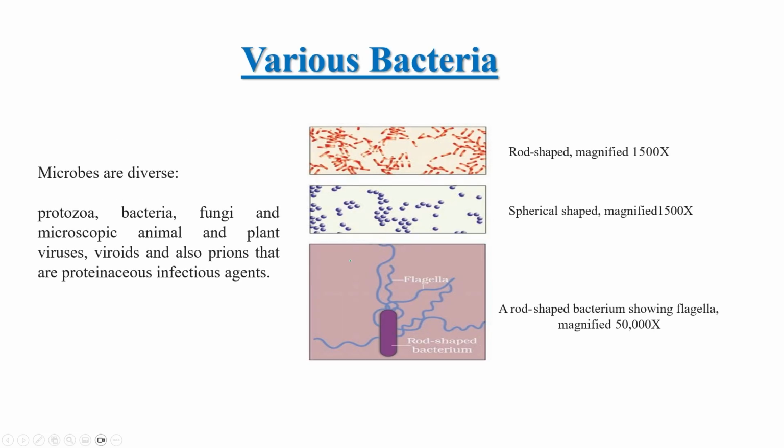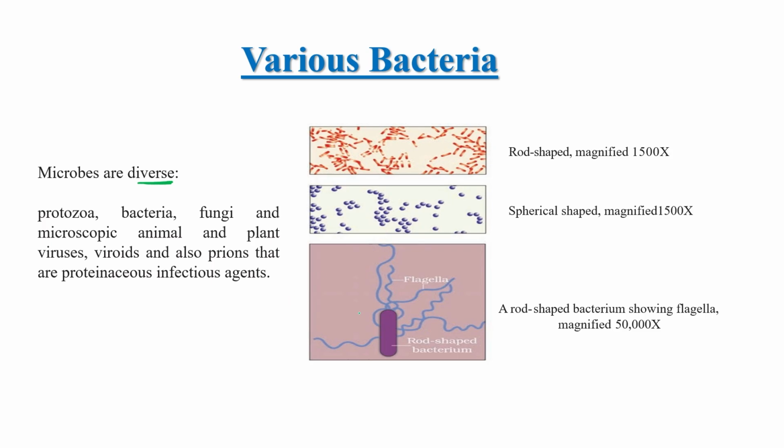So as you know, bacteria, virus, fungus, protozoa, they all come under the microbe community. So microbes are diverse in nature. There are so many microorganisms. Some viruses, viroids, and also prions are proteinaceous in nature and act as infectious agents.